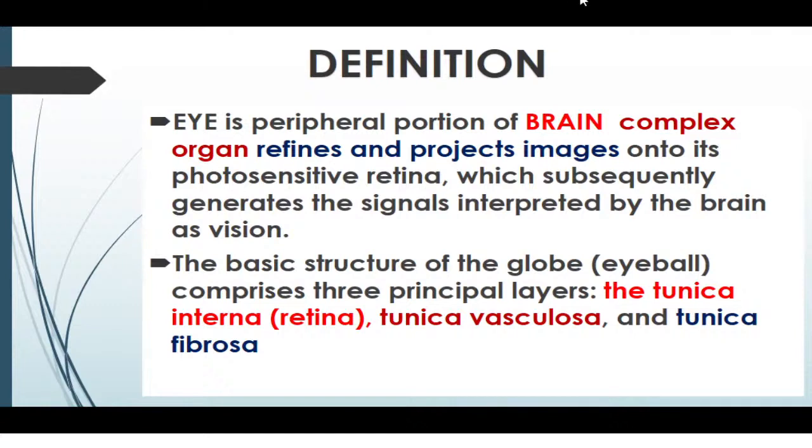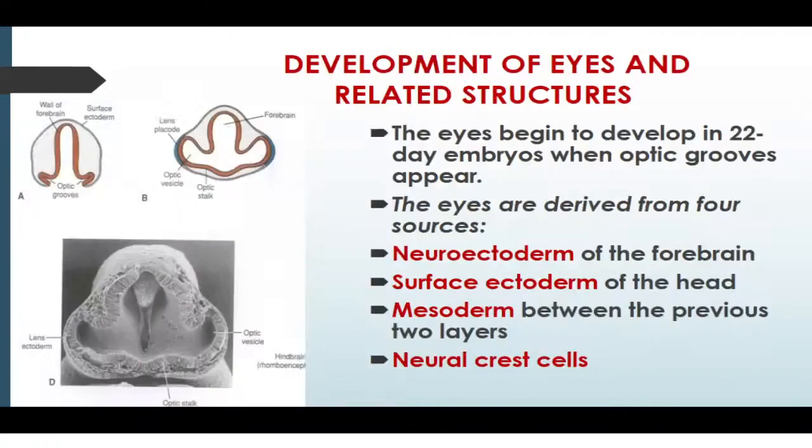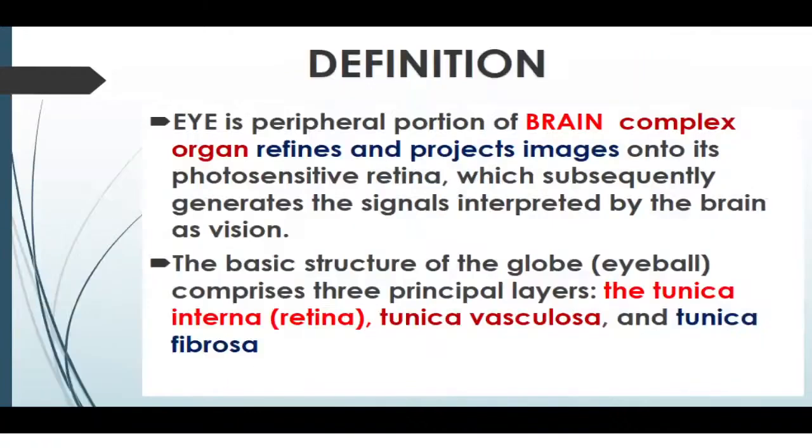The basic structure of the eye is a globe, the eyeball, comprised of three tunics. Tunica interna, the retina, is a photoreceptor layer which contains 10 layers of neuronal networks. Tunica vasculosa is the vessels of the eye. And tunica fibrosa is the sclera, the outermost layer of the eyeball.